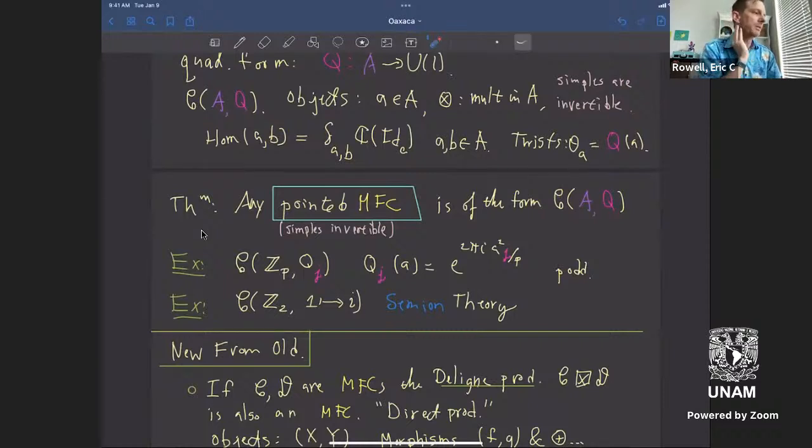So I'll just give a couple of examples quickly. So take any prime p. I can define a quadratic form Q_j whose value at a is just this root of unity. It depends on j, and there's an a squared in there. So that's for an odd prime. You can also get them for the prime 2. So there isn't much happening for this quadratic form. All you need to know is where one goes, and it goes to i. And this is an important theory in physics called the semion theory.